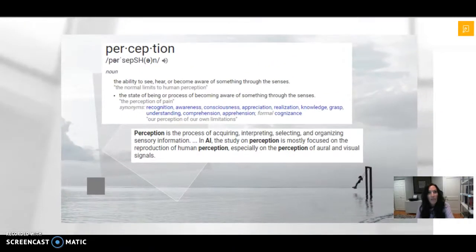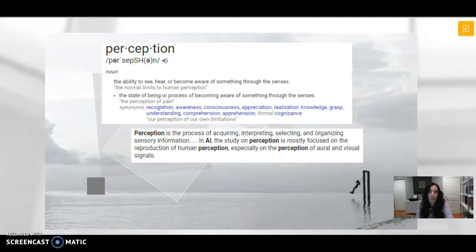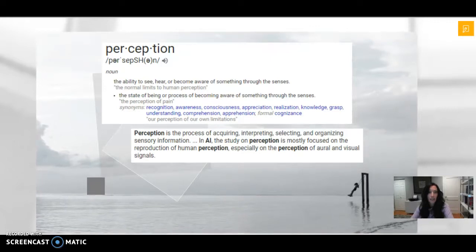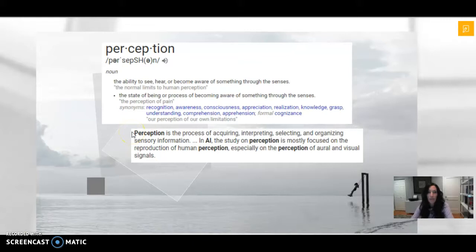Perception is actually based on human perception, which is the ability to see, hear, and become aware of something through the senses. If we look at AI machine perception, it's a process of acquiring, interpreting, selecting, and organising sensory information. It's basically trying to replicate what we do as humans, what we find kind of natural and probably very easy. Or do we?